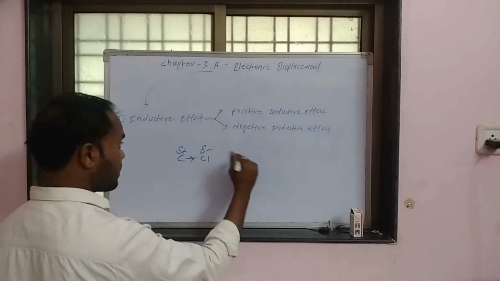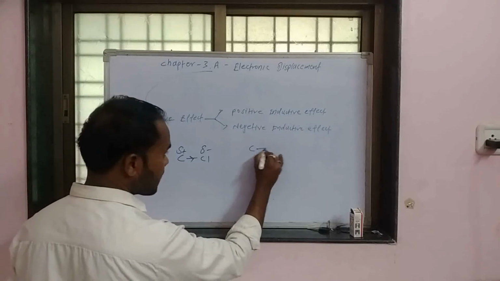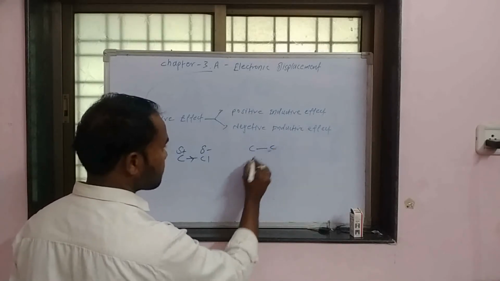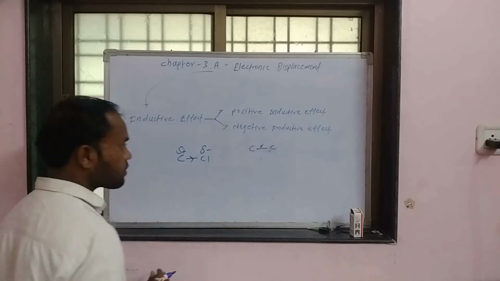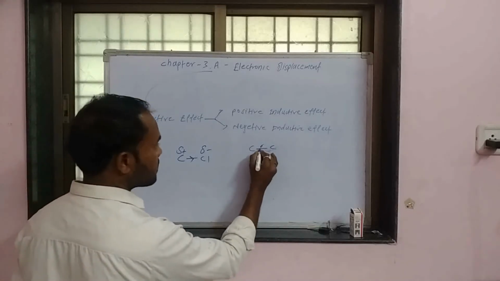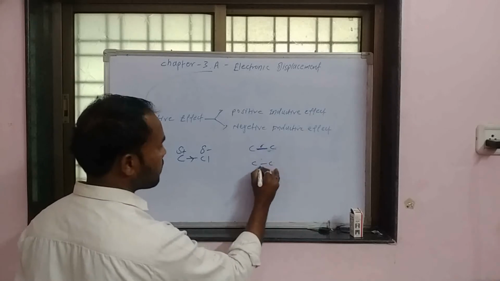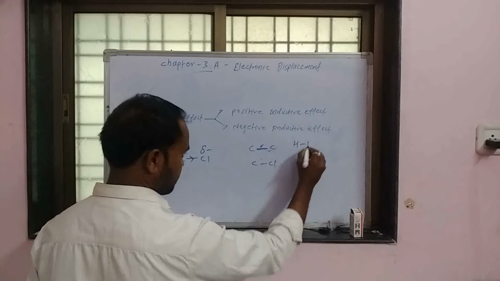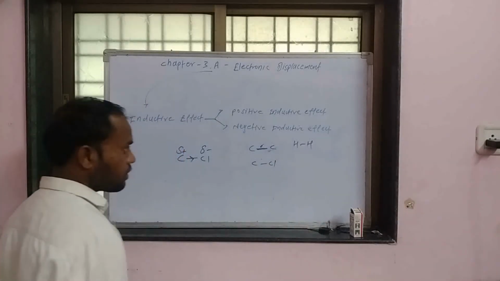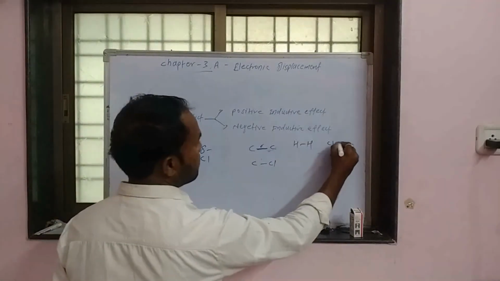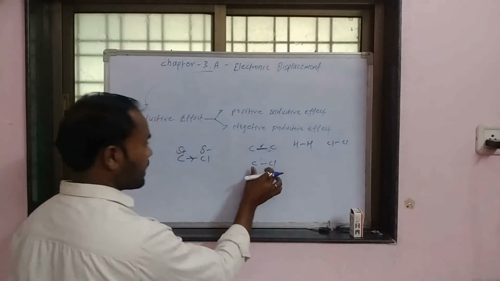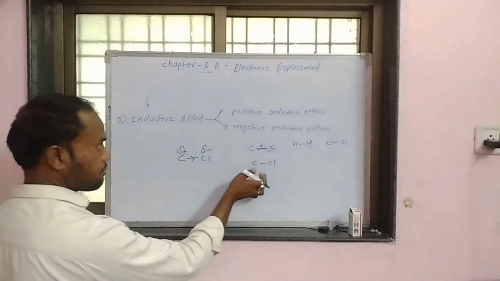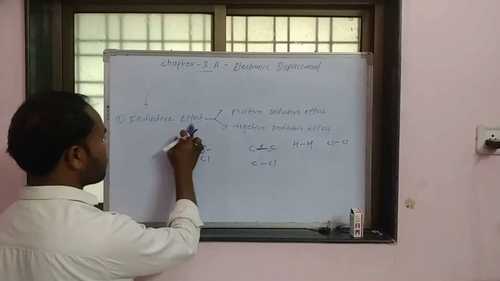It first involves the sigma electrons, which form the covalent bond. This is a covalent bond. Carbon-chlorine is also a covalent bond. The hydrogen molecule is also a covalent bond. The Cl-Cl molecule is also a covalent bond. Carbon and chlorine present a polarity. This is the inductive effect.